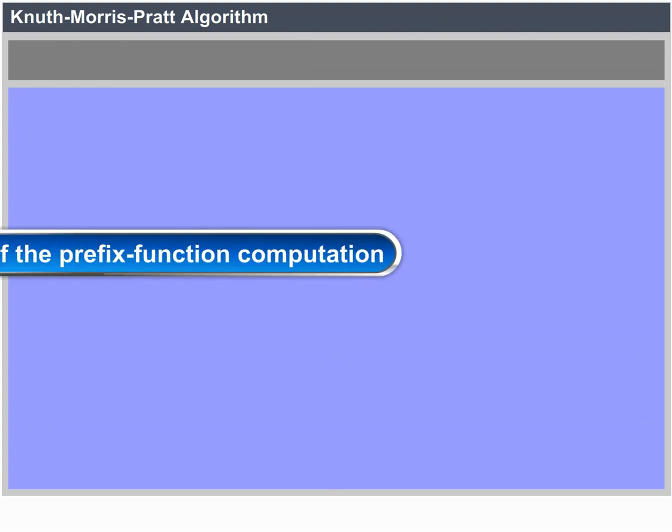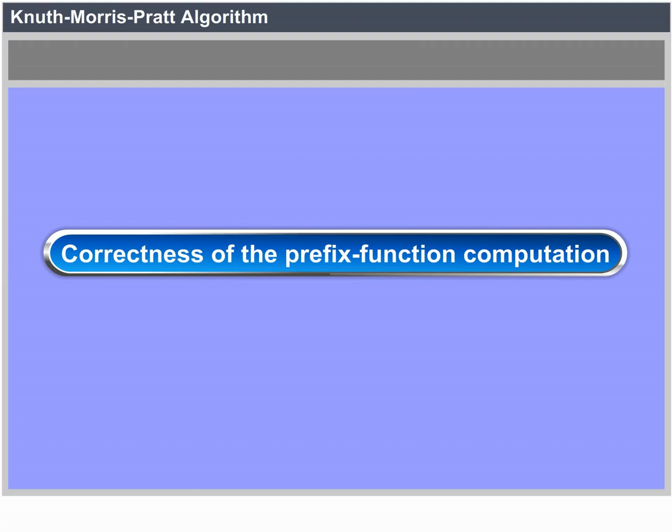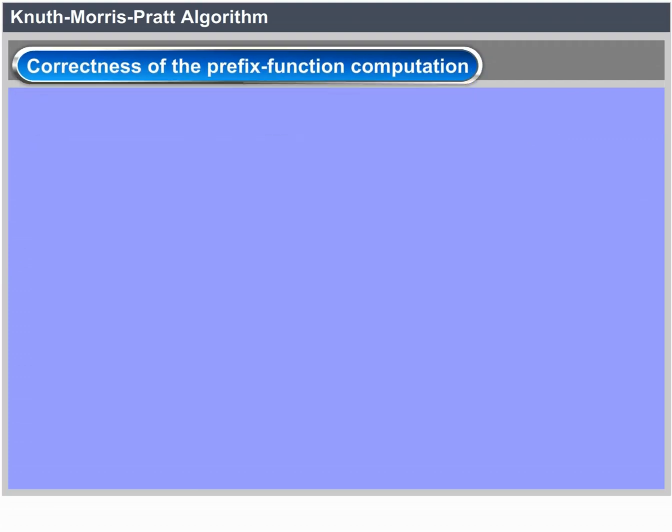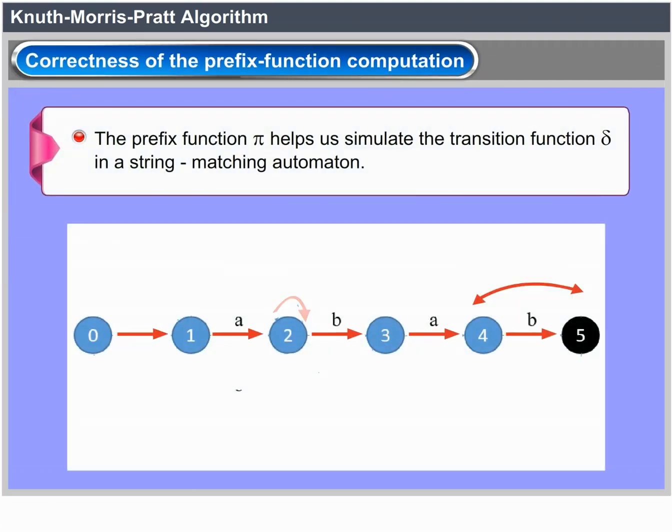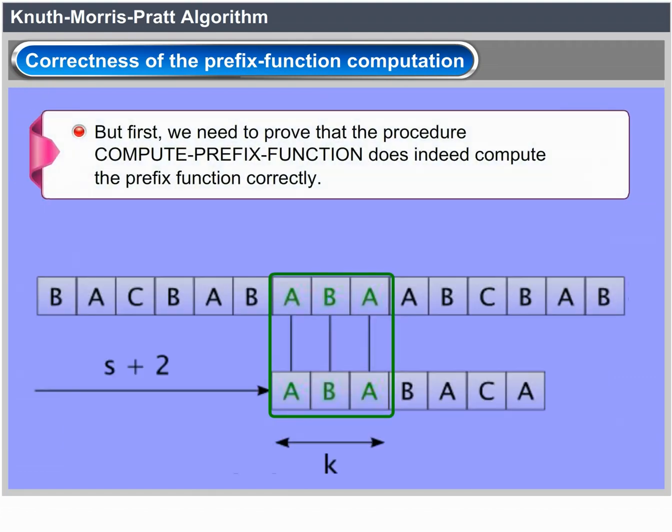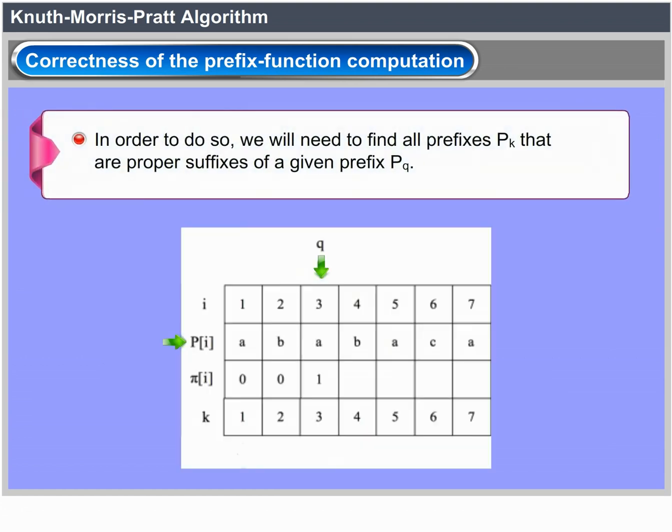Correctness of the prefix function computation. The prefix function pi helps us simulate the transition function delta in a string matching automaton. But first, we need to prove that the procedure compute prefix function does indeed compute the prefix function correctly. In order to do so, we will need to find all prefixes Pk that are proper suffixes of a given prefix Pq.